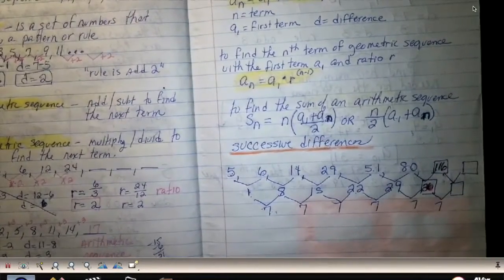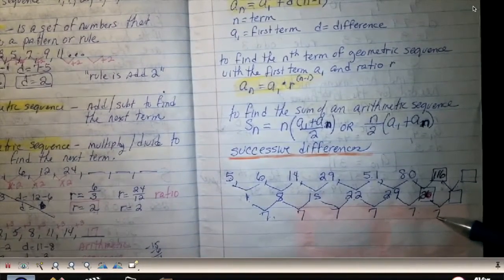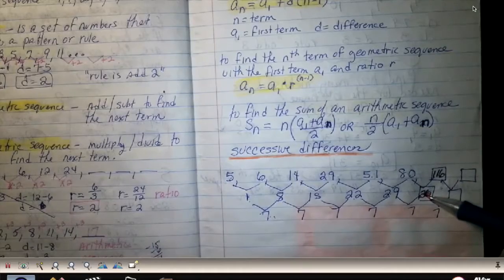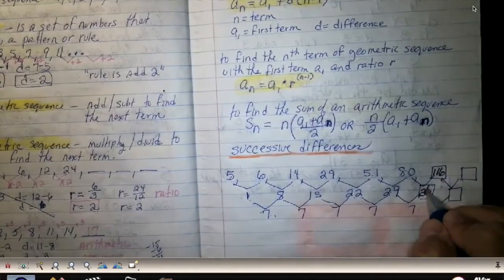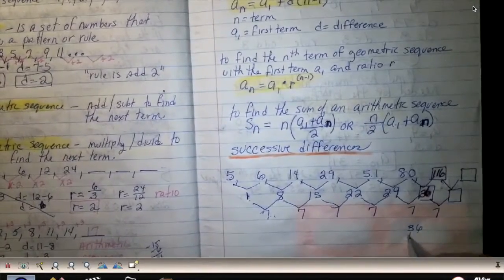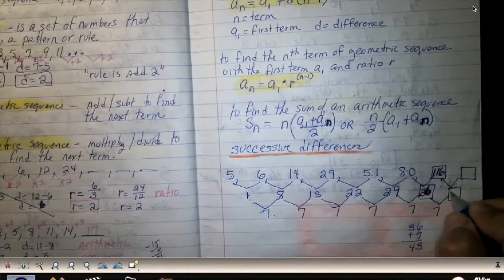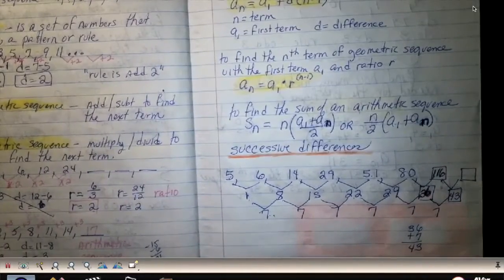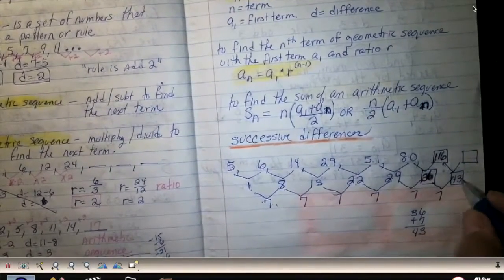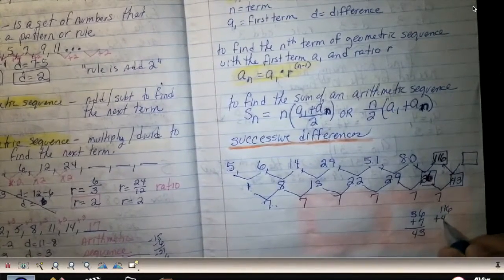Okay, so let's give you a second to try that. Start on the bottom with the 7. So we're going to add 36. So 36 plus 7 is 43. And now I'm going to add 116 to the 43.